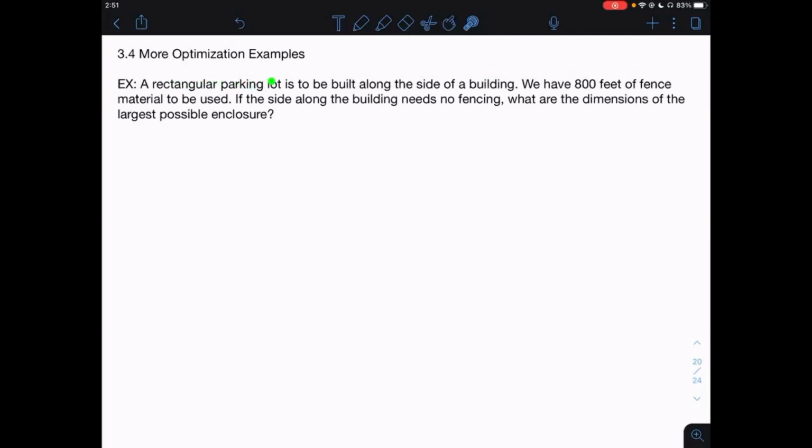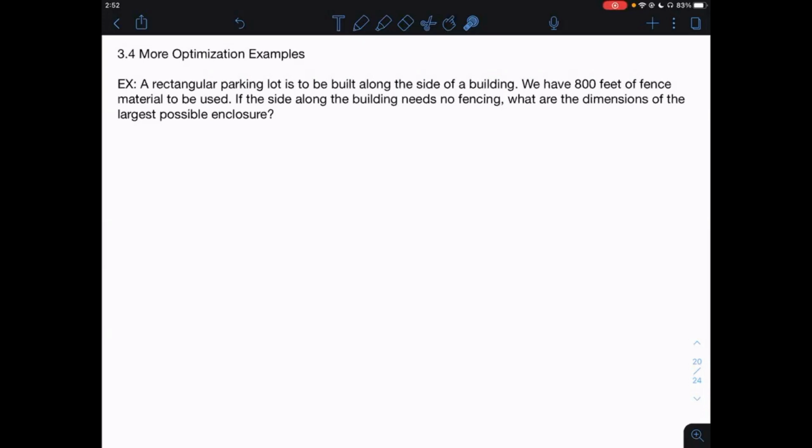Suppose that we have a rectangular parking lot that's going to be built along the side of a building. Suppose we have 800 feet of fencing material to create this parking lot. And then suppose that for this parking lot, the side along the building needs no fencing. So no fence is needed for the side that's touching the building. What are the dimensions for this parking lot for the largest possible enclosure?